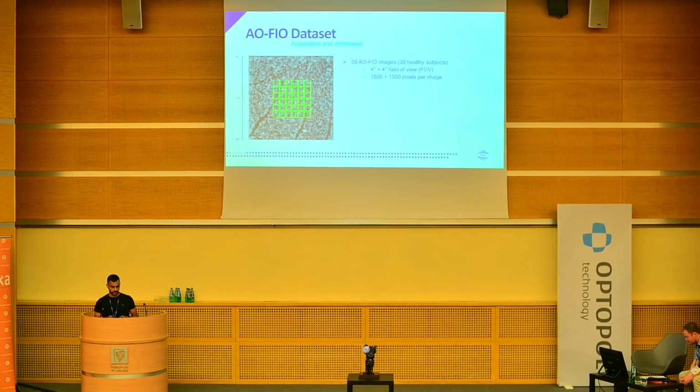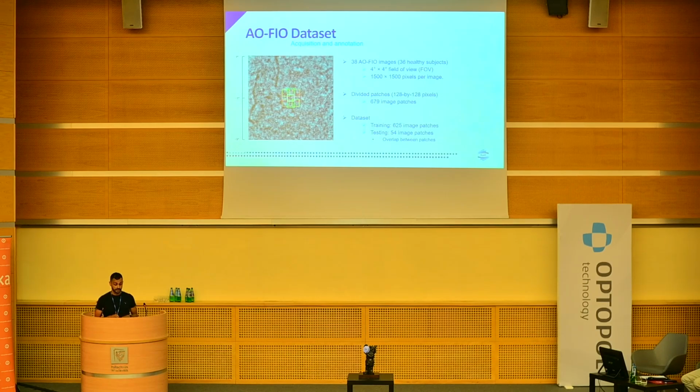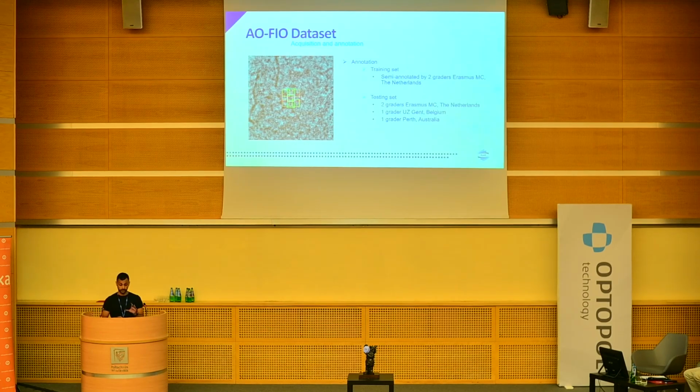For this part, we started with a data set of adaptive optics images. We divided it in patches, as I said, and then we divided it into training and testing sets. For the testing set, we had a specific overlap in the patches in order to calculate the intra-grader agreement. Then we had 4 graders. The training set was annotated by 2 different graders from Erasmus MC, but the testing set was annotated by 2 graders, and also a grader from University Hospital of Ghent, and another one from the Western University of Australia.